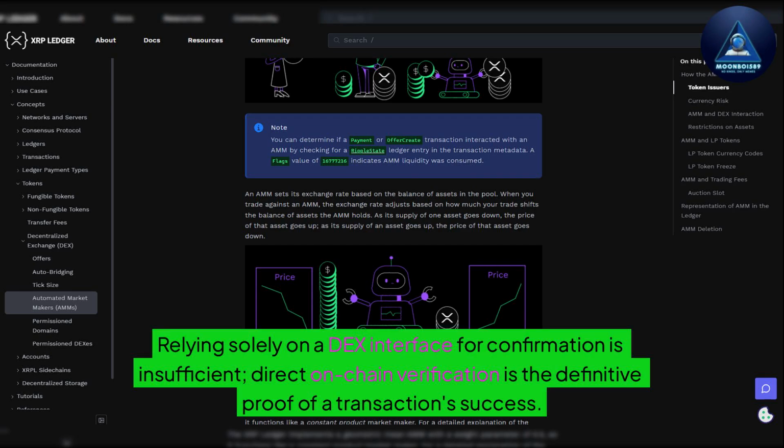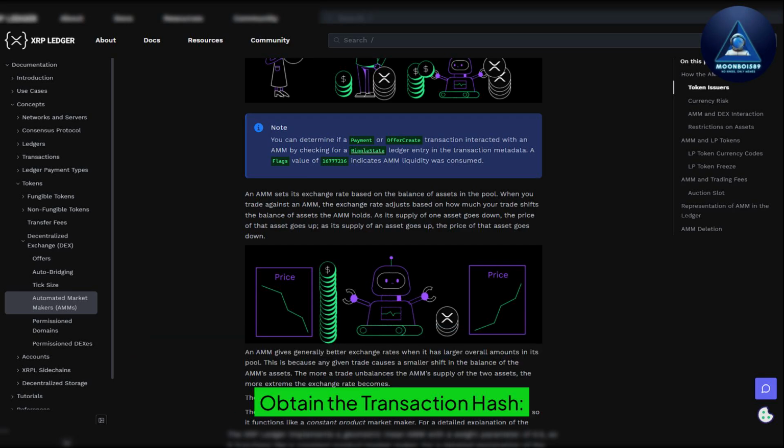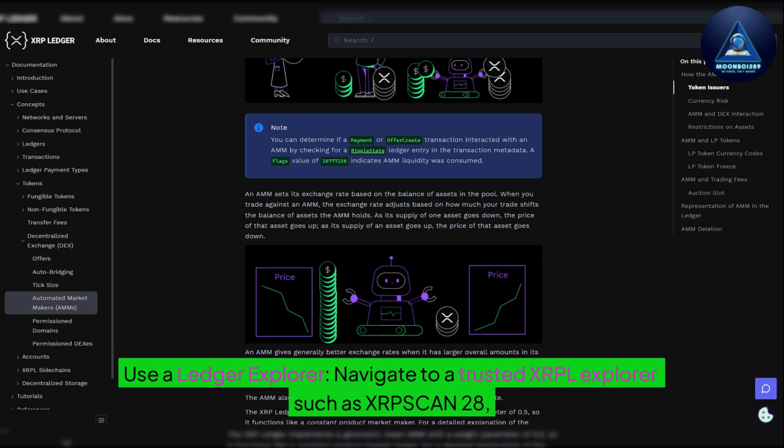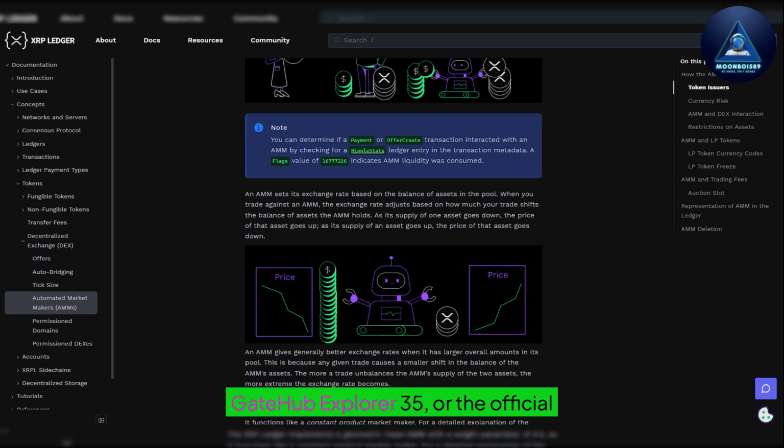Obtain the transaction hash. After submitting the deposit, the wallet or DEX interface will provide a unique transaction identifier, known as a transaction hash, or TXID. This is a long alphanumeric string. Use a Ledger Explorer. Navigate to a trusted XRPL Explorer, such as XRPScan, GateHub Explorer, or the official XRPL.org Explorer. Search for the transaction. Paste the transaction hash into the main search bar of the Explorer and execute the search.